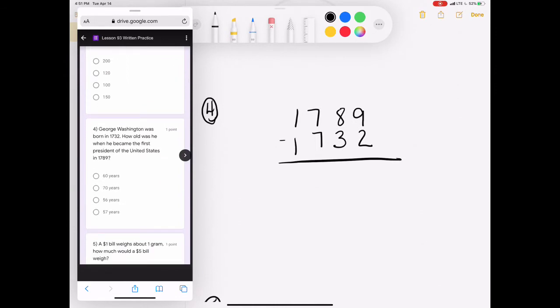Number 4. George Washington was born in 1732. How old was he when he became the first president of the United States in 1789? 9 minus 2 is 7. 8 minus 3 is 5. These cancel out. You get 0. So he was 57 years old.